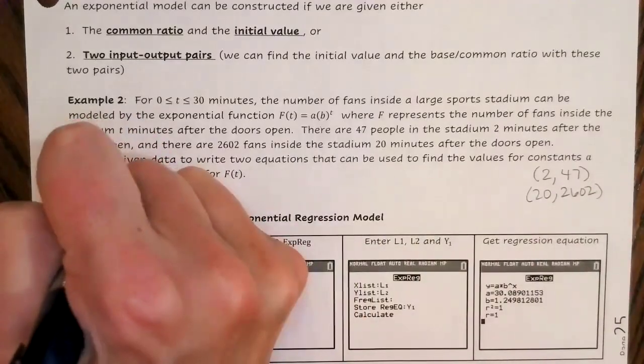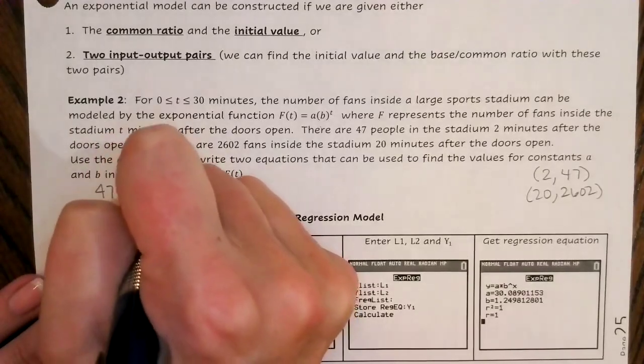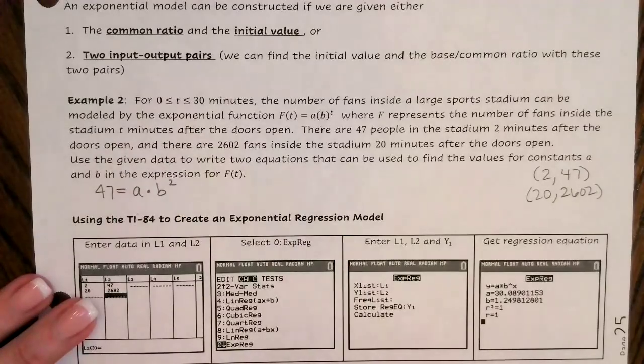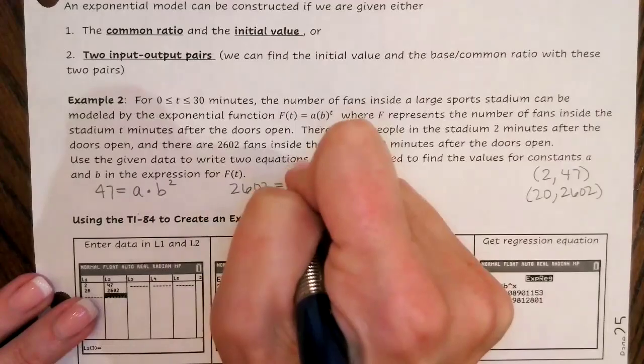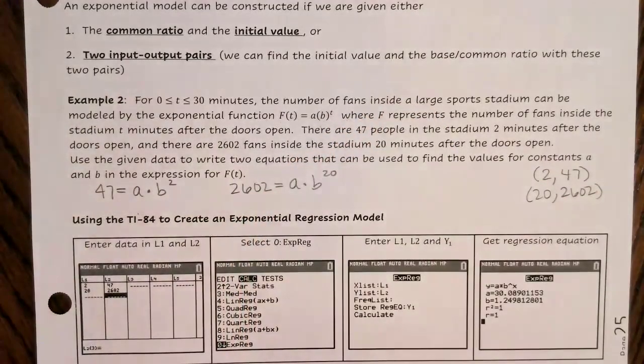So I can write 47 is equal to, I don't know the a value, I don't know the b value, but the t is 2. So there's one of my equations. And then for the second one, I can write 602 is equal to a times b to the 20th power. So there are the two equations that we can write in order to find that a and b value if we needed to.